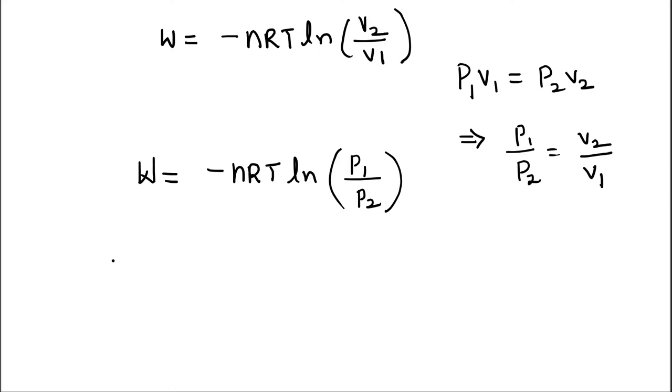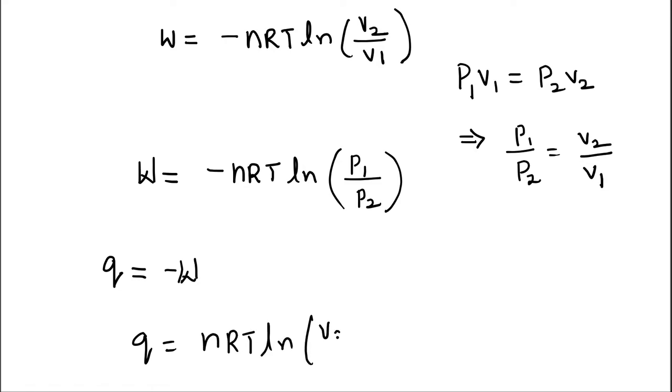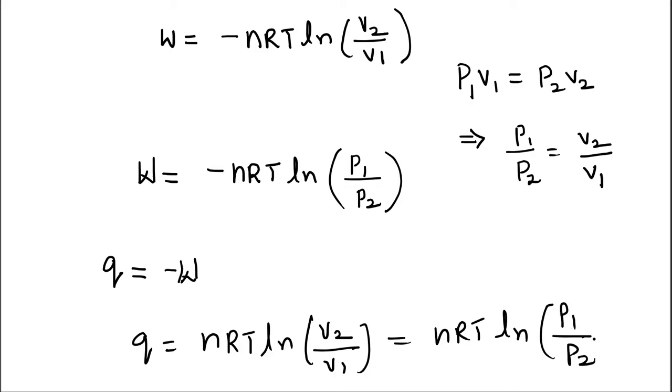And what is the heat absorbed in this process? That is negative W. Therefore Q equal to negative of negative is positive nRT ln V2 over V1, which is equal to nRT ln P1 over P2.